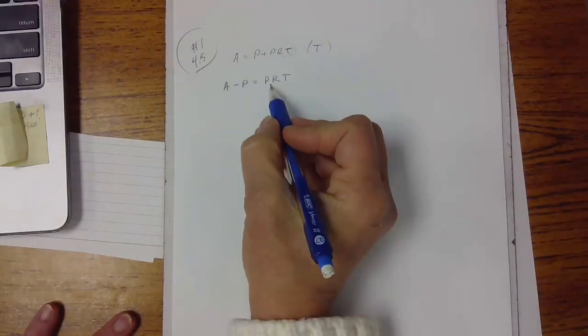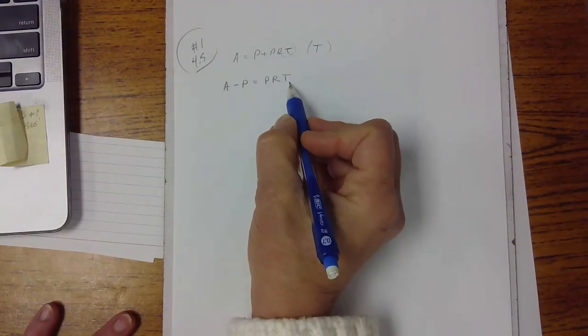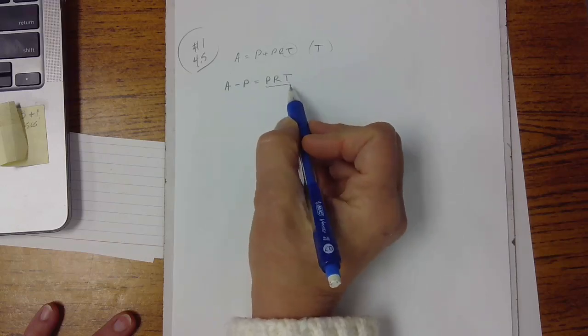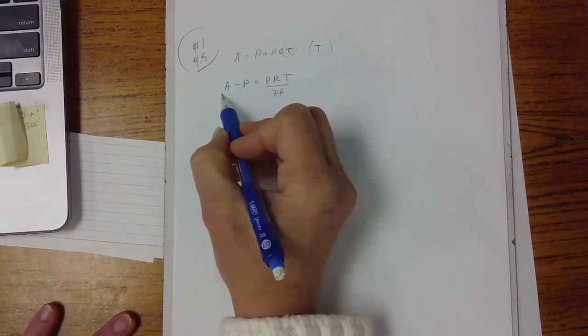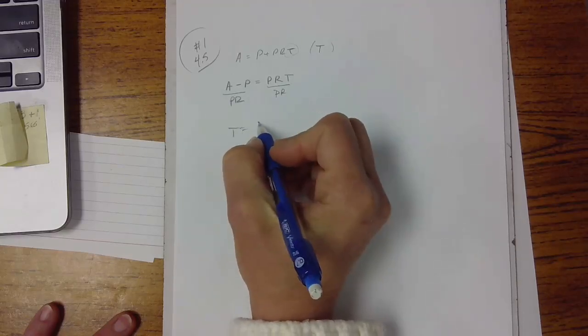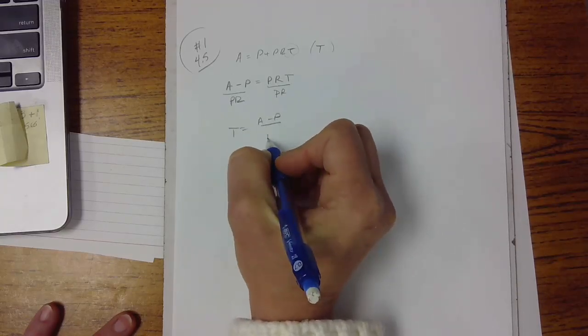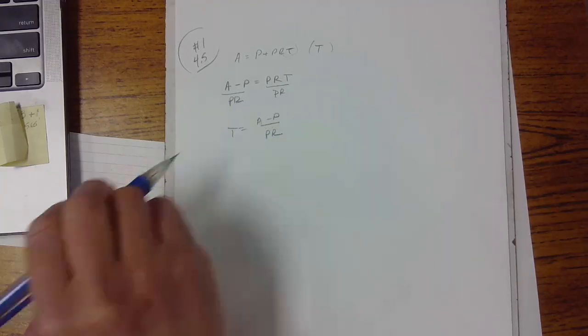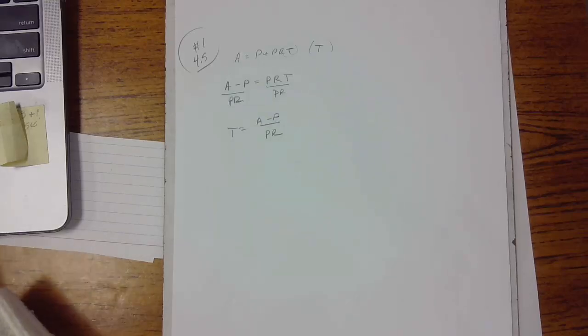Since P and R are multiplying T, we need to go ahead and divide by PR. And that would be your answer then. T is equal to A minus P all over PR. So those are some of the problems they start with in 4.5.